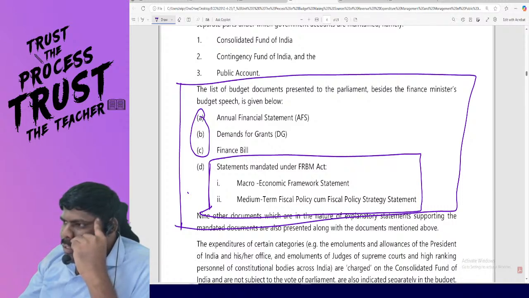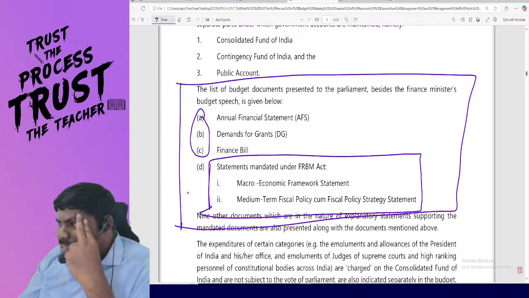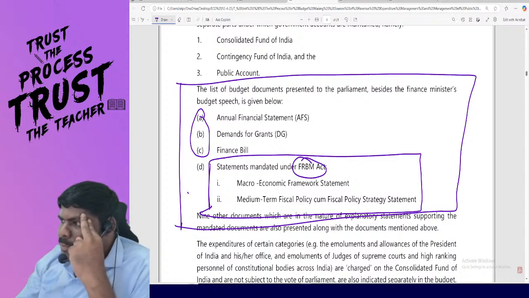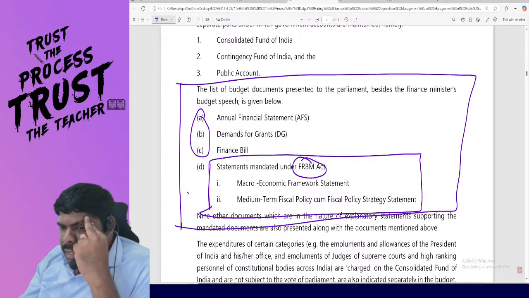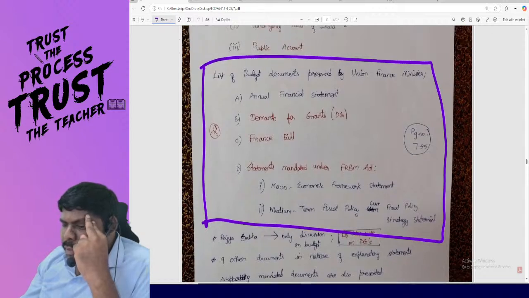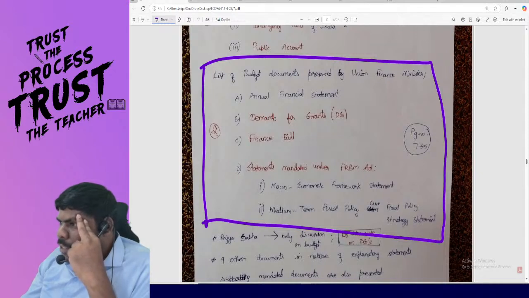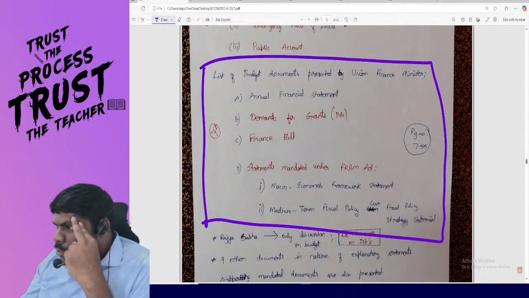Last time there was a question: the macroeconomic framework statement is a scheduled statement under which act? The options said Competition Act, FRBM Act. No one would have noticed this because our major focus lies with these three areas. So it is not that you haven't studied, but you haven't given proper attention to what has to be looked into. That is what I am trying to say.